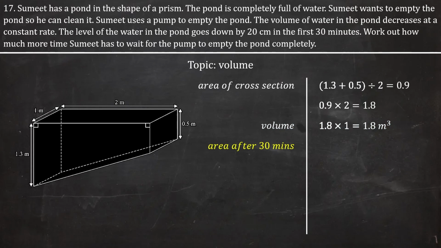Now after 30 minutes, when the water is getting drained from the pond, the water goes down 20 centimeters. So now we need to find the volume when the water went down.